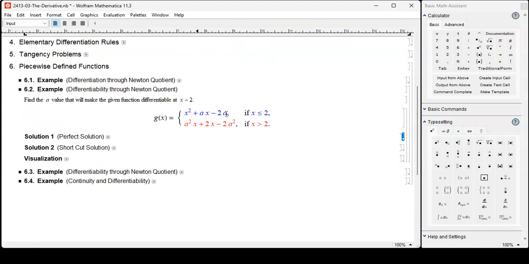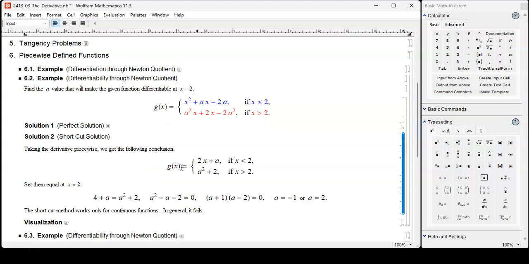Simply take the derivative of this and the derivative of that and then set them equal. So what's the derivative? 2x plus a. This is constant, so that's gone. Take the derivative, 2x, and then a is just a constant coefficient. And then here, take the derivative: a squared plus 2. Let's see, that's constant, that's gone. A squared is a coefficient, derivative of x is just 1. Again, 2 is just a coefficient, derivative of x is just 1.